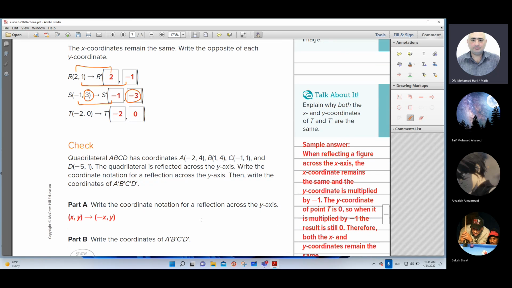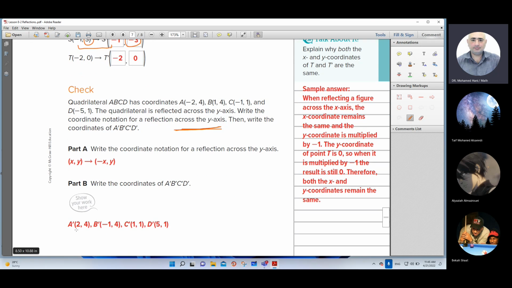Here the same idea, but here across the y-axis. So we can use the rule: if you have the y-axis, keep the same y but take the opposite x. So A prime will be (2, 4). B prime will be (-1, 4). And C prime will be (1, 1). And D prime will be (5, 1).